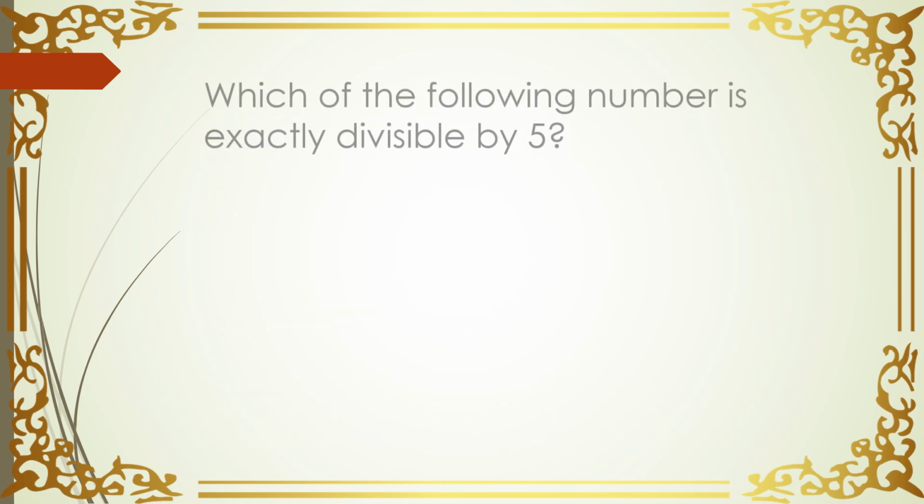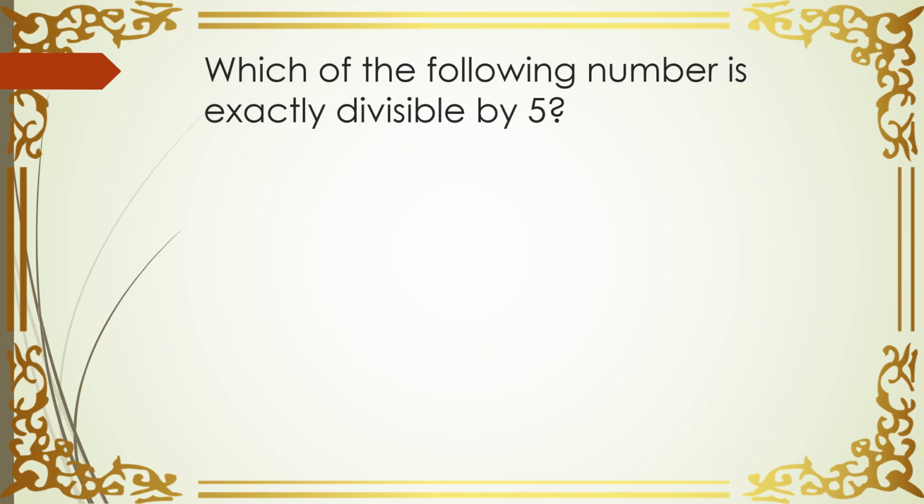The next question, which of the following number is exactly divisible by 5? Now this is very simple, I think, for my kids. Option number 1 is 5105. Option number 2 is 5102. Option number 3 is 5114. Option number 4 is 5111.